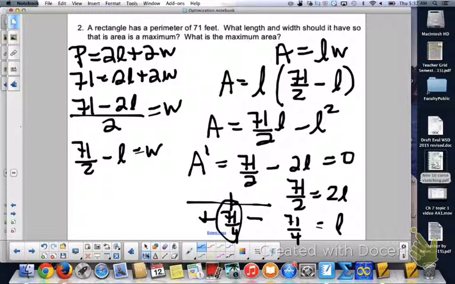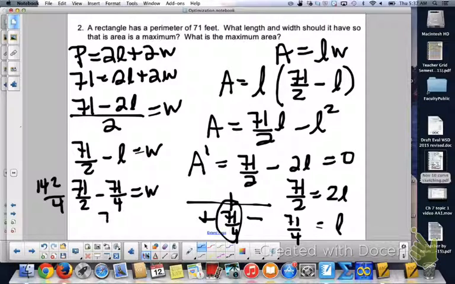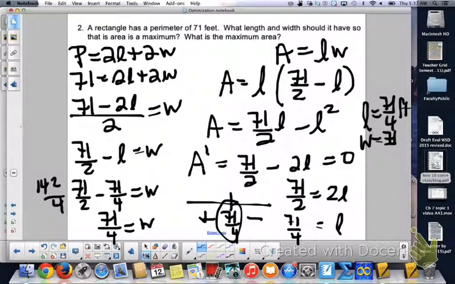So that's L. We need to find W. 71 over 2 minus 71 over 4 equals W. If we change that, 142 minus 71 over 4, so 71 over 4 equals W. So what length and width? Our length is 71 over 4, and we're dealing with feet. Our width is 71 over 4. And so what is the maximum area? You would multiply them together. 71 over 4 times 71 over 4. Get that, and that's your maximum area. Okay?